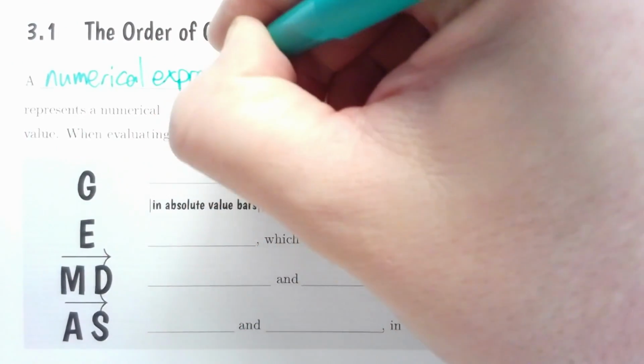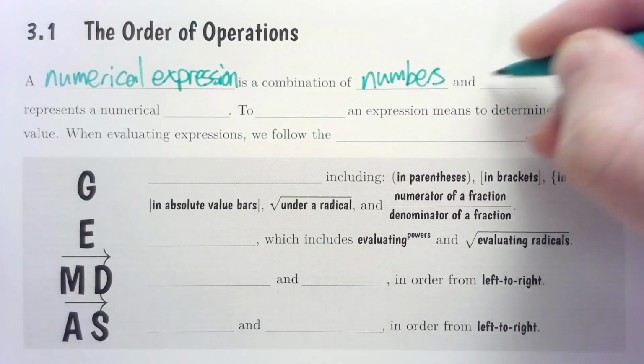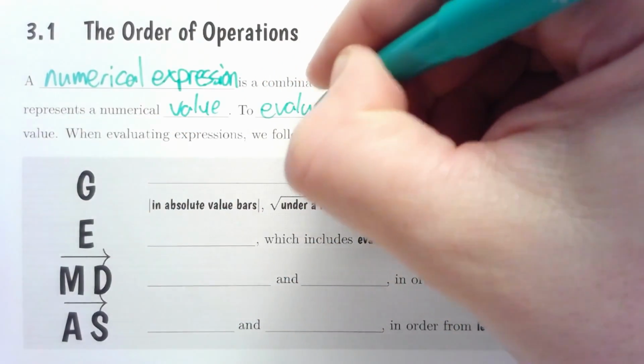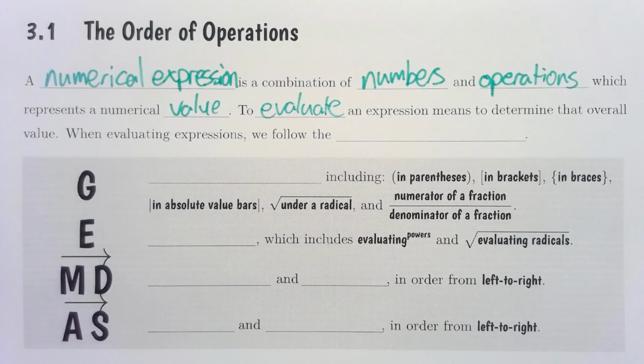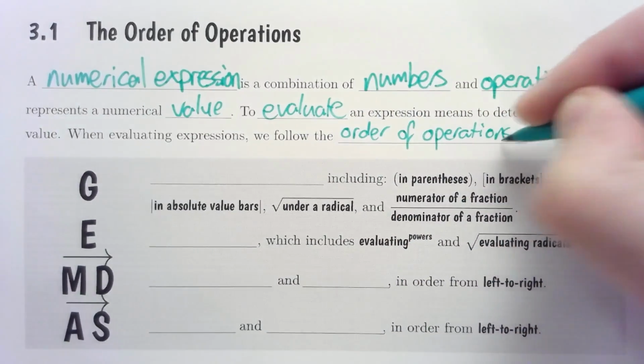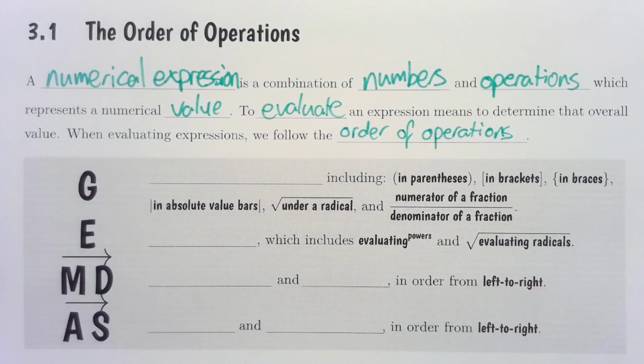A numerical expression is a combination of numbers and operations, which represents a numerical value. To evaluate an expression means to determine that overall value. When evaluating expressions, we follow the order of operations. So to help us remember the order of operations, we're going to use GEMDAS.